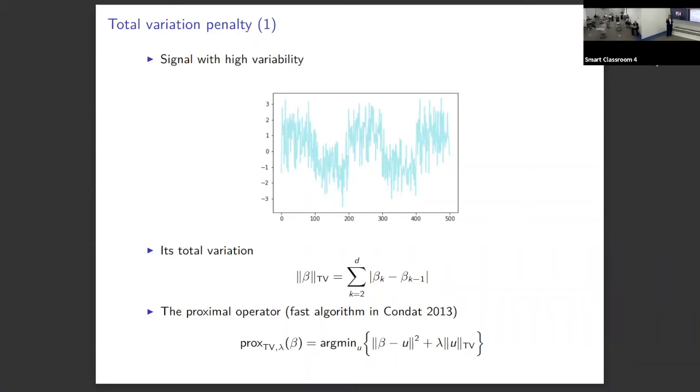So you have to use an optimization algorithm. And in those algorithms, most of the time you will need to use stochastic gradient descent. And if we have a penalty, you will have to use proximal stochastic gradient descent. So you have to be able to compute the proximal operator of your penalty in a fast way. And for this particular penalty, we know that there is a fast algorithm developed by Condat in 2013 that allows you to calculate this very fast.